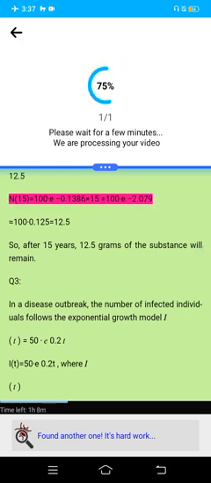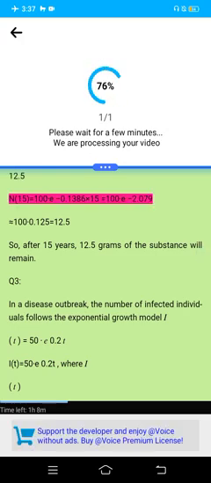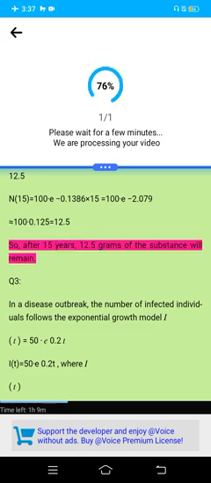N(15) equals 100 · e^(-0.1386 × 15), which equals 100 · e^(-2.079), approximately equals 100 · 0.125, which equals 12.5. So, after 15 years, 12.5 grams of the substance will remain.